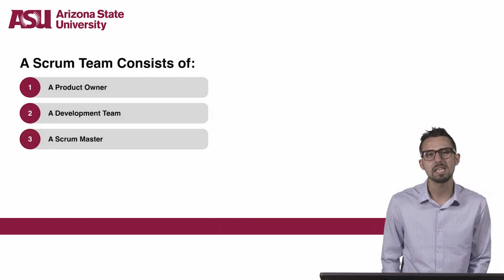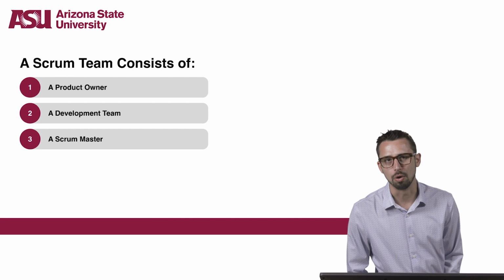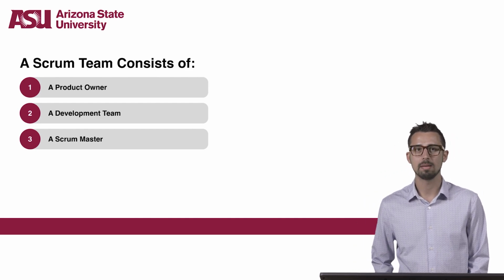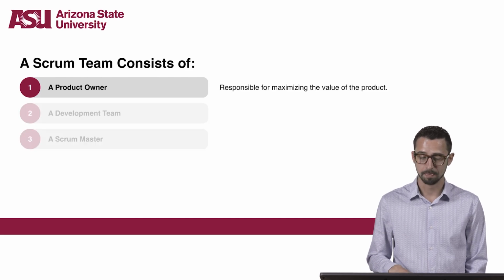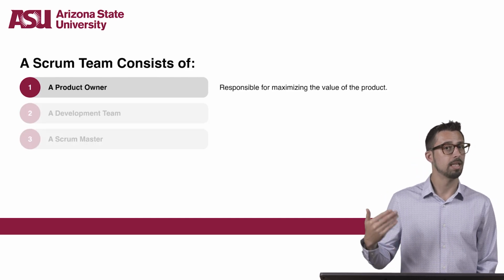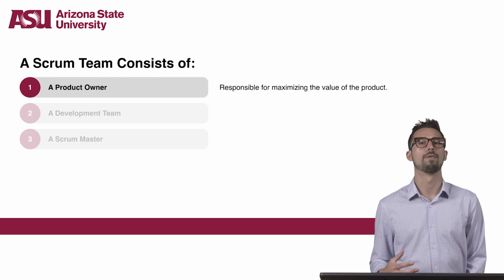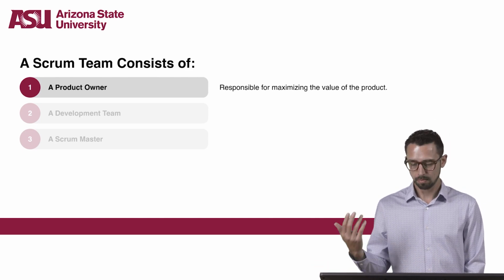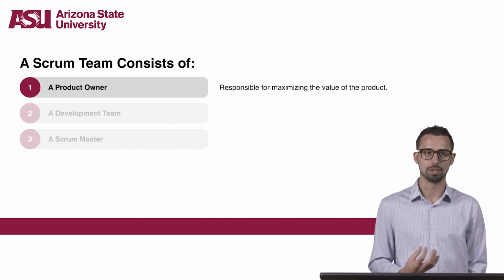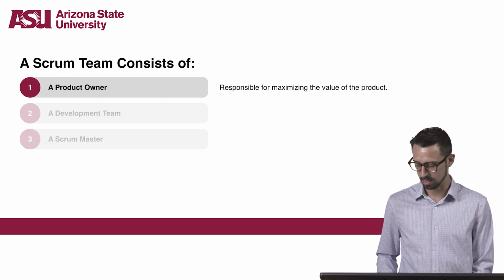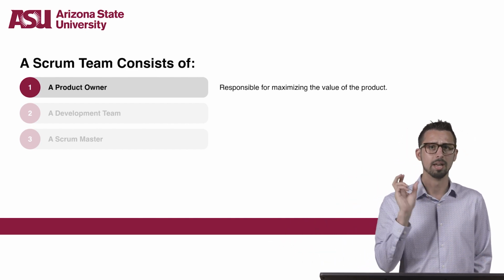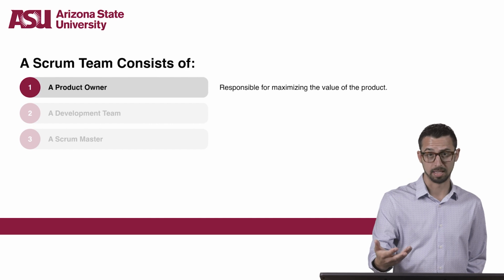The Scrum team, on the whole, consists of a product owner, a development team, and a Scrum Master. To break this down a little bit, the product owner is responsible for maximizing the value of the product. It's that simple. They are typically the person who's keeping track of things, making sure that the product is going forward, making sure that the team is delivering what stakeholders are asking for.